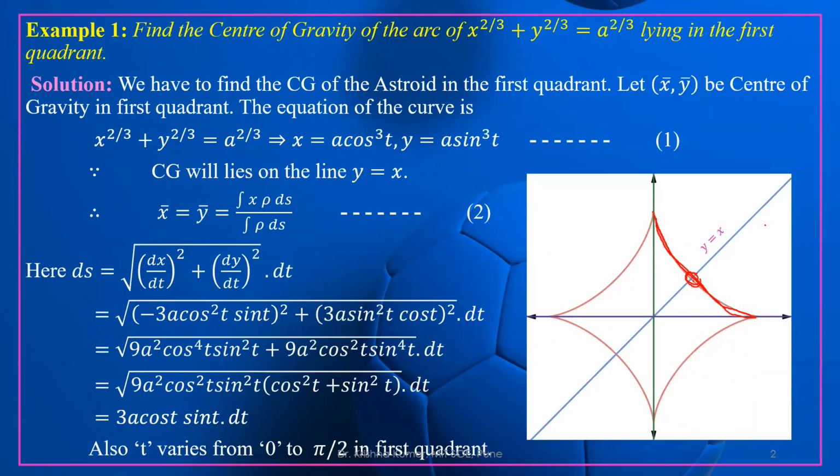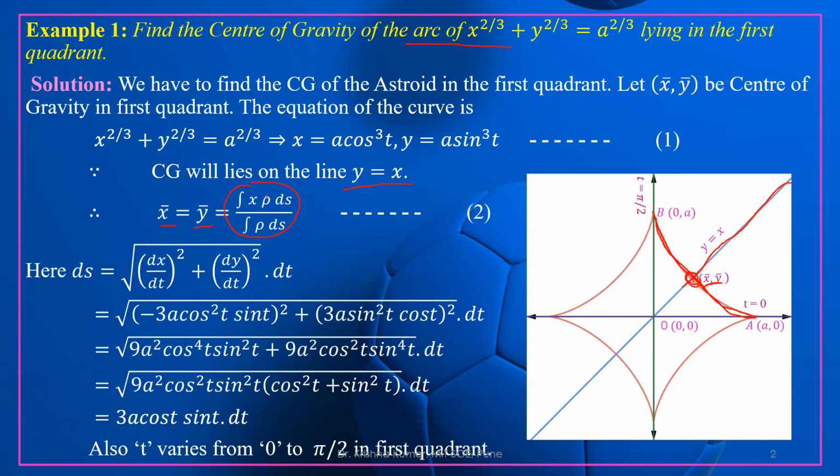And it will lie on the line y equal to x. Line y equal to x means what? If we are saying that x bar, y bar is the center of gravity, it means x bar and y bar both will be equal. That's why the CG will lie on the line y equal to x. Therefore, x bar is equal to y bar, and we are using the formula because we are finding the centroid of the arc of the asteroid. So we use the single integration of x rho ds divided by the integration of rho ds.